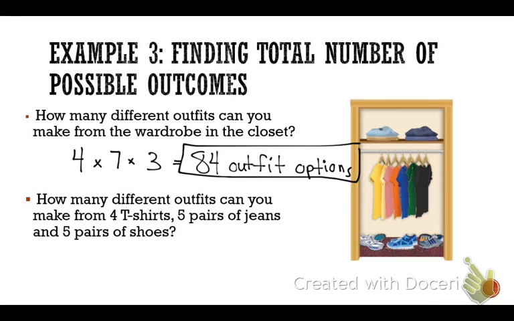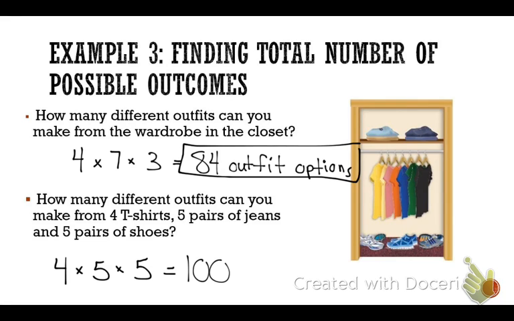Now the second question. Now you have different numbers in your categories. I want you to calculate, work in your groups, and figure out how many options you have for outfits. So how many different outfits can you make? We go 4 times 5 times 5. And what did you guys get?